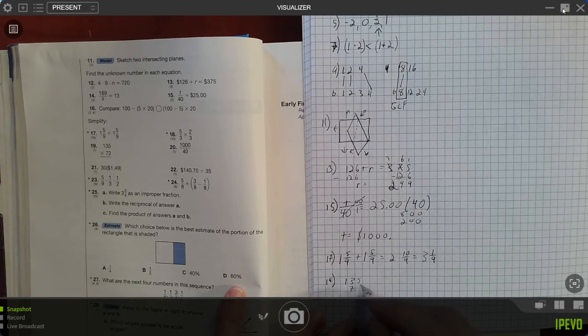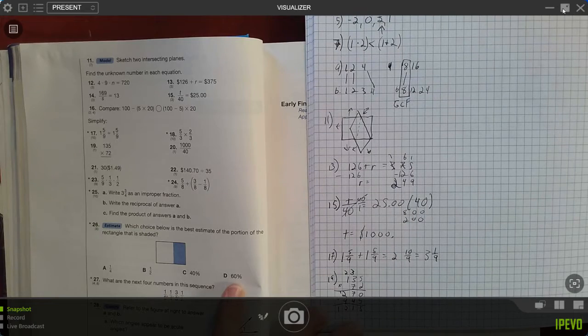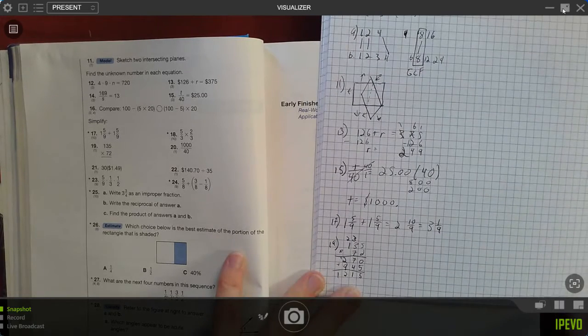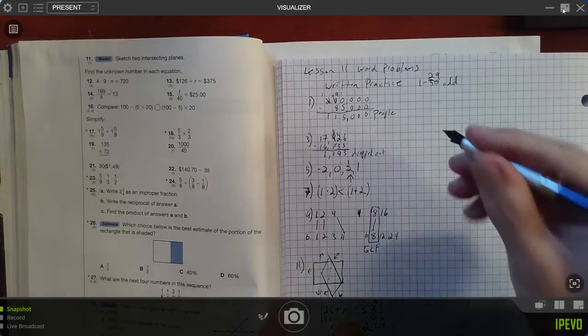135 times 72. That's 10, 6, 7, 2. That's 35, 21, 22, 23, 24, 7, 8, 9. 7, 8, 9, 10, 11, and 12. Okay. Sorry, you can't see the last bit. 12, 15. Go up to the start.